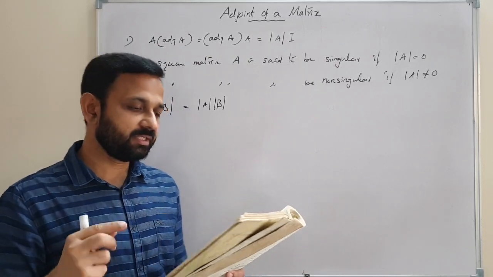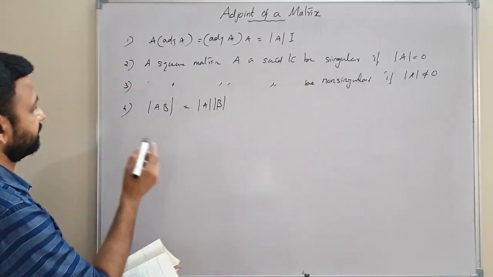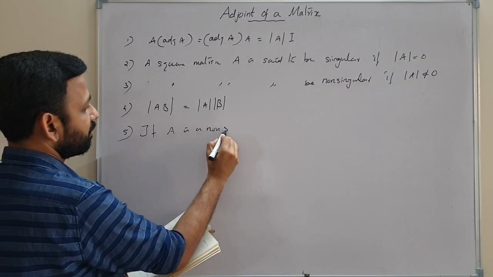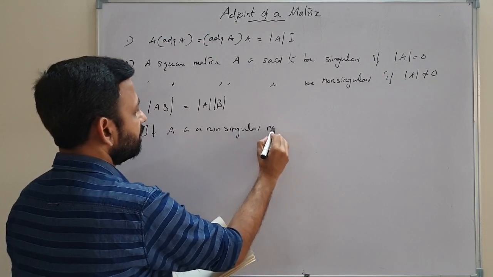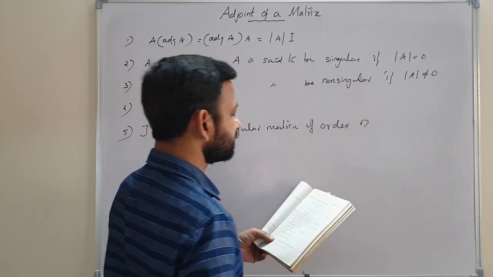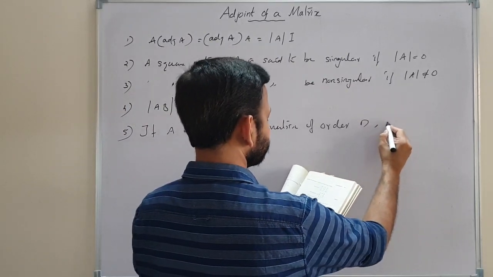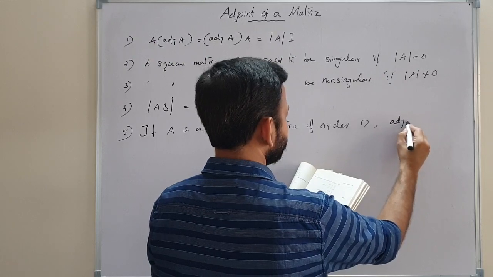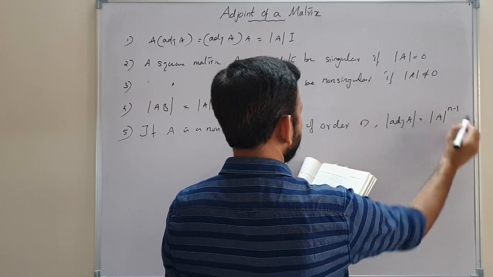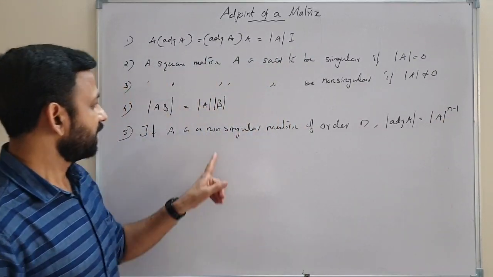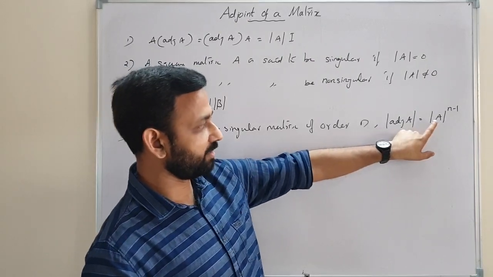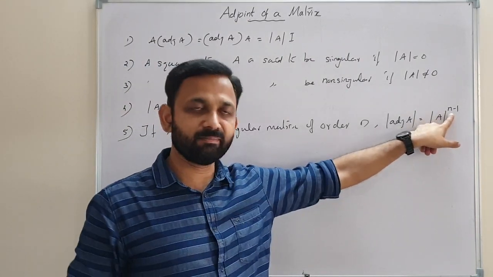Then if A is a non-singular matrix of order n, then the determinant of adjoint A is equal to determinant A raised to the power n minus 1.